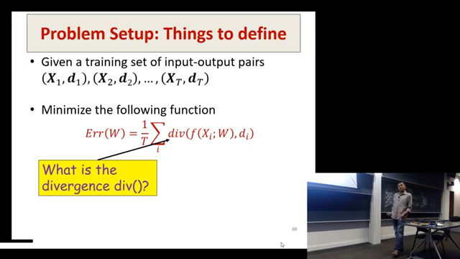Now, if the output of the target output of the network is real, do you mind shutting the laptop? Do you mind shutting the laptop?